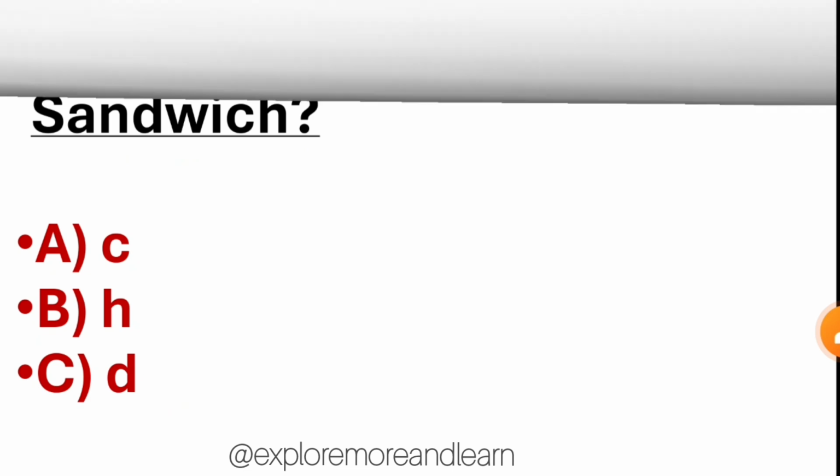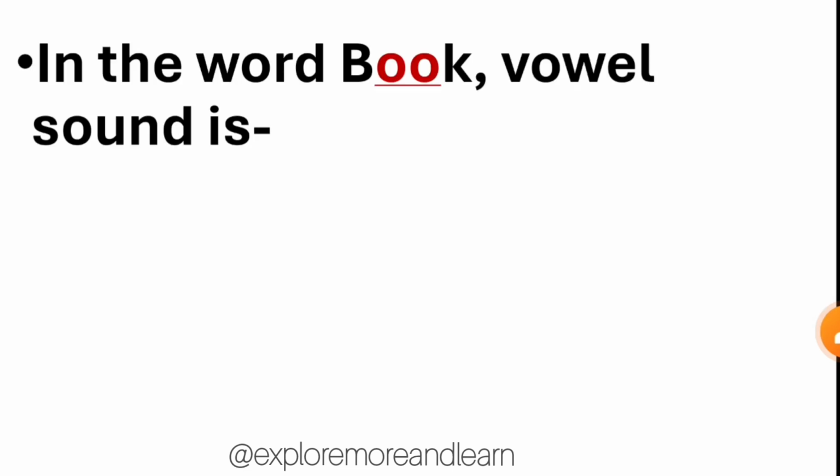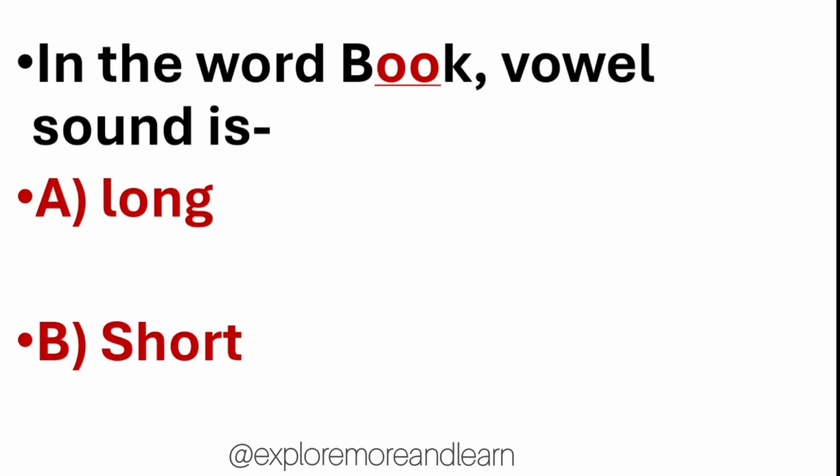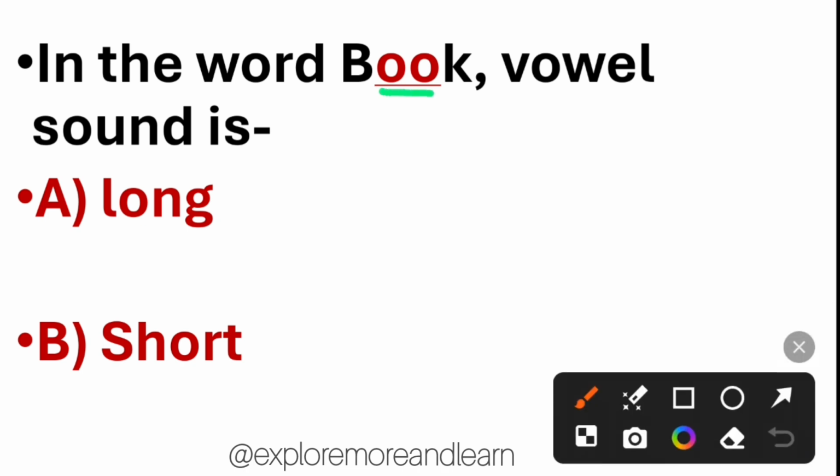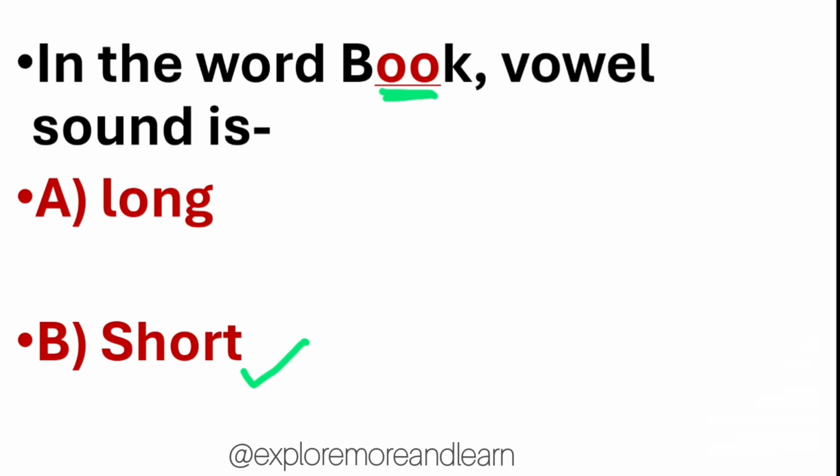Now the next question. In the word book, is the vowel sound long or short? As you see that here we have double O. So many students say that it is a long vowel, but the correct answer is this is a short vowel. So this is book, book, not book. Okay, so this is a short vowel sound.